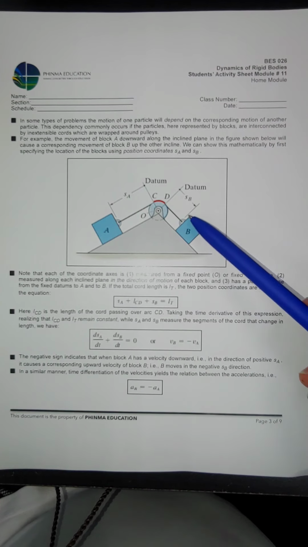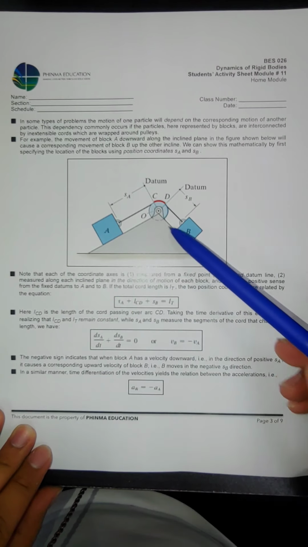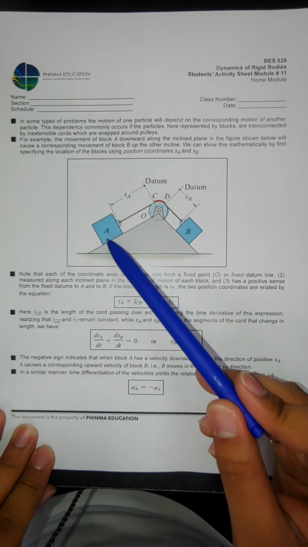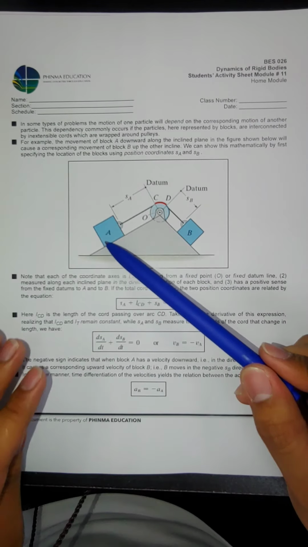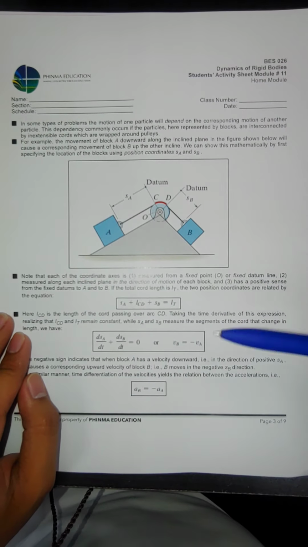So example is na sample diri nato, no, we have here an inclined surface on this side, and inclined surface on this side. We have particle A and particle B. So here it is represented as a block. So we have block A and block B. So unsa may naa diri?